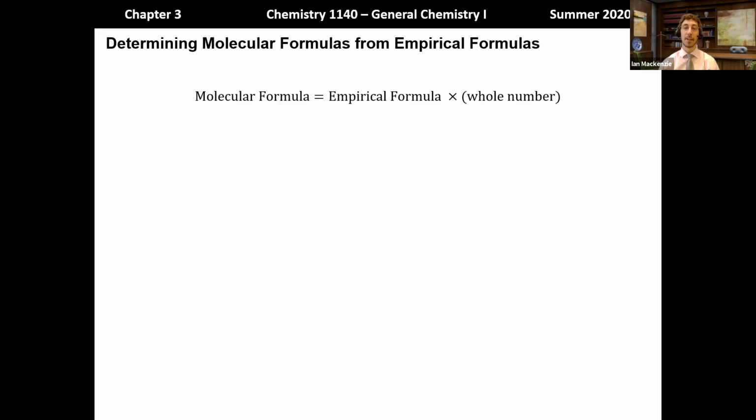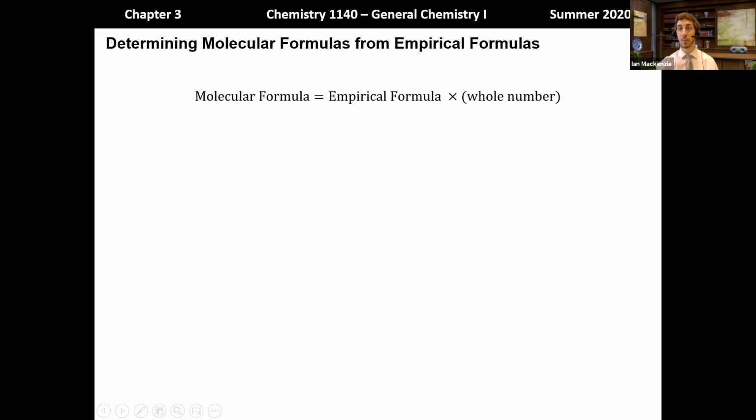Well, the molecular formula is simply the empirical formula times some whole number. Remember that the empirical formula is simply the smallest whole number ratio of elements, whereas the molecular formula is the actual composition of the molecule with the actual number of atoms, not simply the smallest whole number ratio. And so we can simply take the empirical formula and multiply it by some whole number to get to the molecular formula.